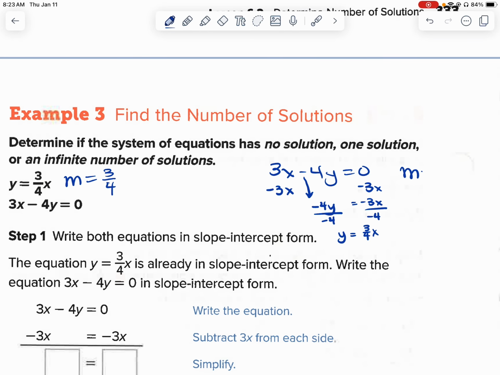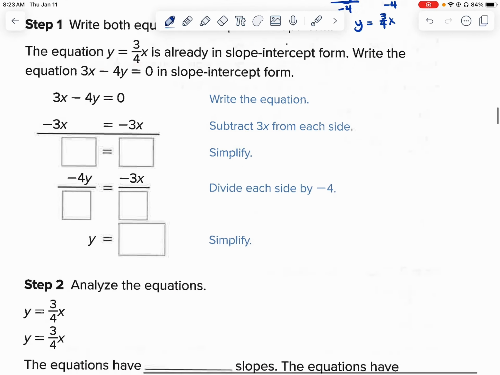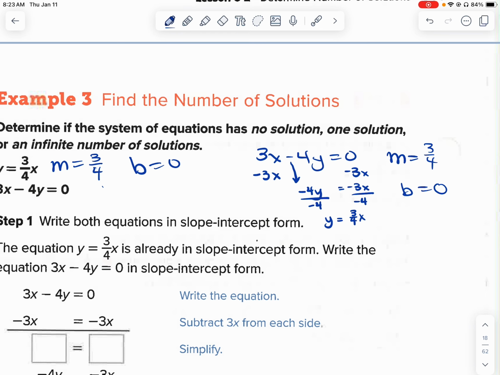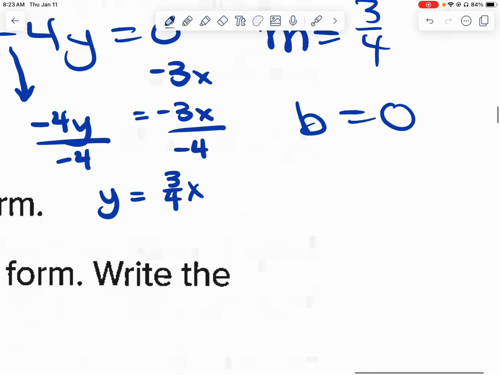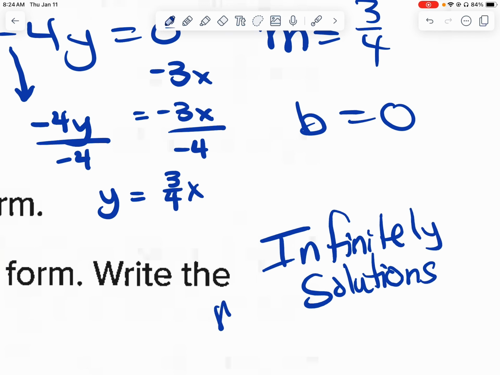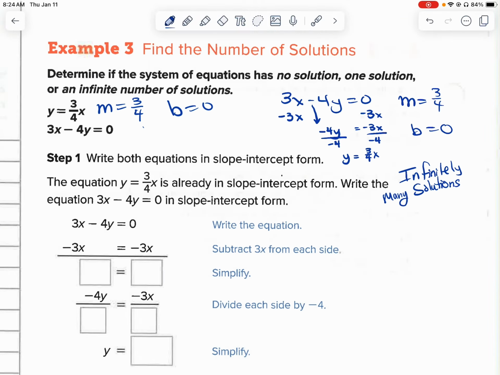So the slope here is 3/4. The y-intercept here is 0. The y-intercept here is 0. They are the exact same line. So the answer to this is infinitely many solutions.